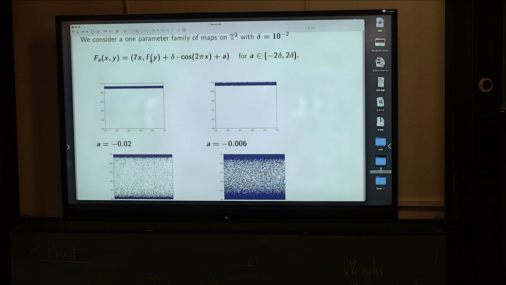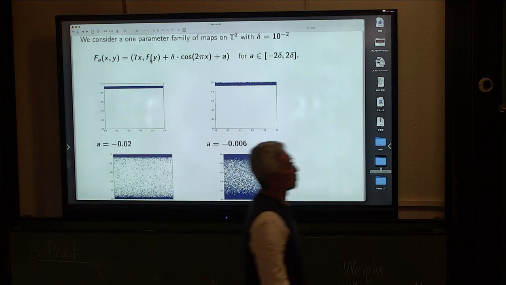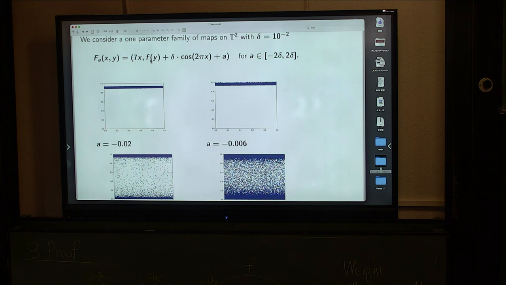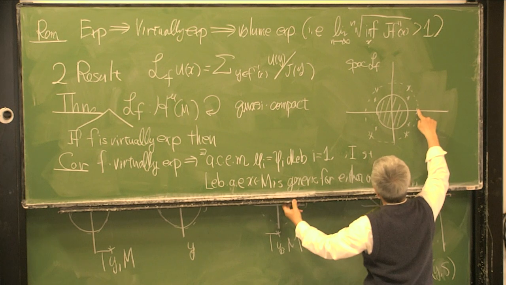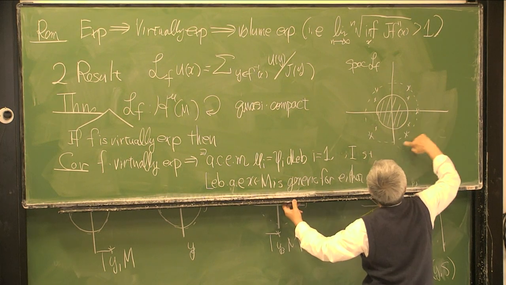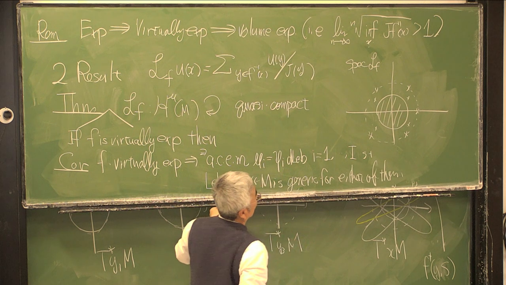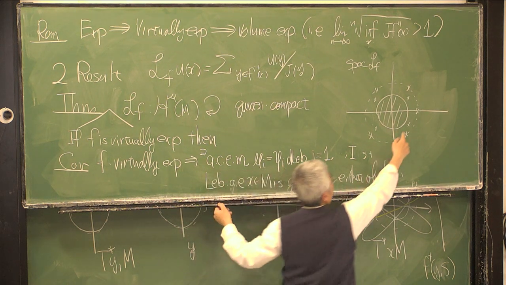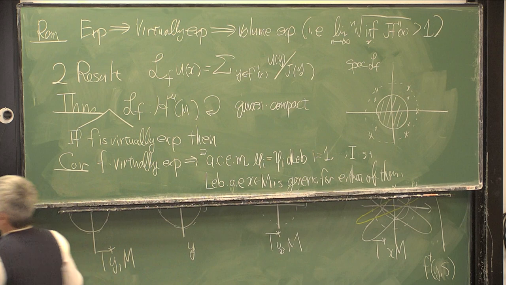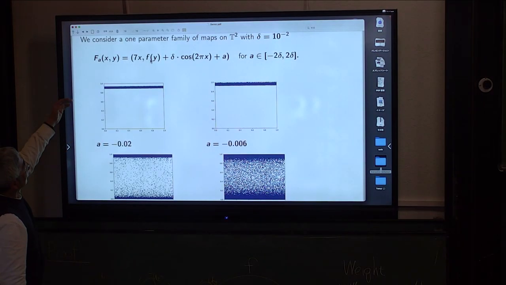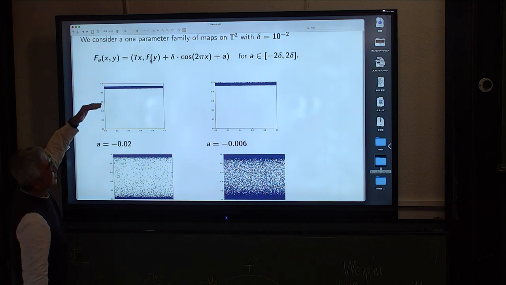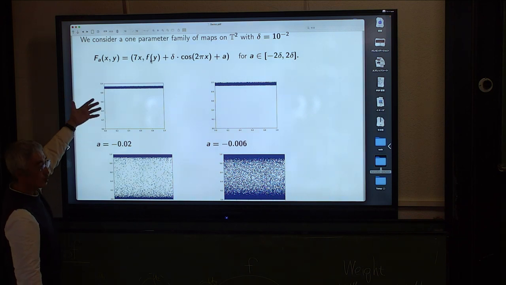It's the picture. But in this case, actually I can show that the spectrum of the transfer operator has a simple eigenvalue, and there is no other on the unit circle. And actually, that is true all the way. So it is rather strange that at the parameter A equals minus delta, we have a topological bifurcation.